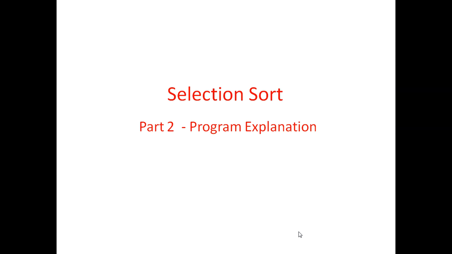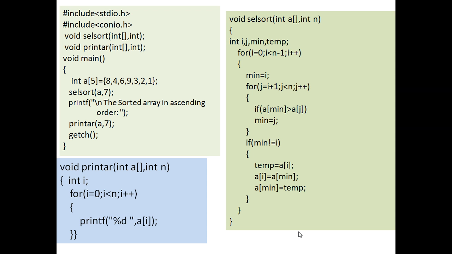Before that, in part one, we discussed how selection sort works. So we must know the basic criteria of selection sort. After knowing that, in the second part, we are discussing how we are going to implement it in a C program. These are the different modules of the C program that we will use in selection sort.